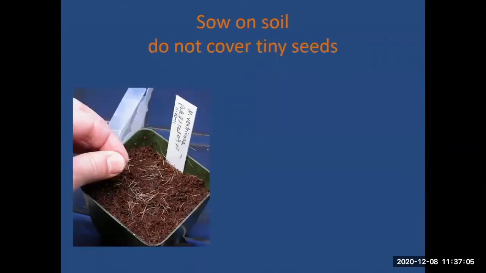Then you sow. You can sow them in pots on soil. A tiny seed, you don't cover. You just let them trickle down into the soil. You water them, you label them, you set them aside. You put them out where they can chill, or if they're going to germinate soon, you set them where they're going to germinate.